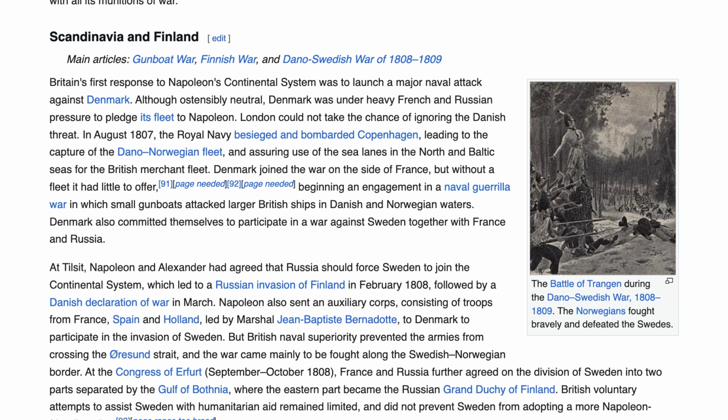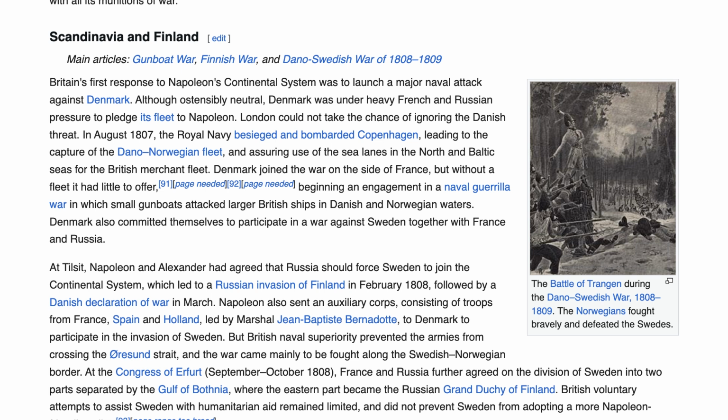Denmark joined the war on the side of France, but without a fleet it had little to offer, beginning an engagement in a naval guerrilla war in which small gunboats attacked larger British ships in Danish and Norwegian waters. Denmark also committed themselves to participate in a war against Sweden together with France and Russia. At Tilsit, Napoleon and Alexander had agreed that Russia should force Sweden to join the continental system, which led to a Russian invasion of Finland in February 1808, followed by a Danish declaration of war in March.